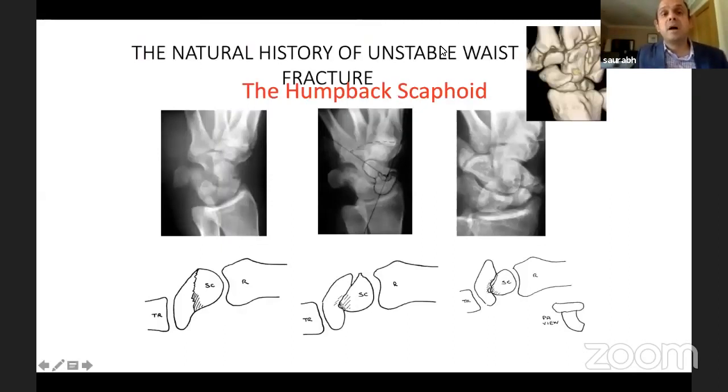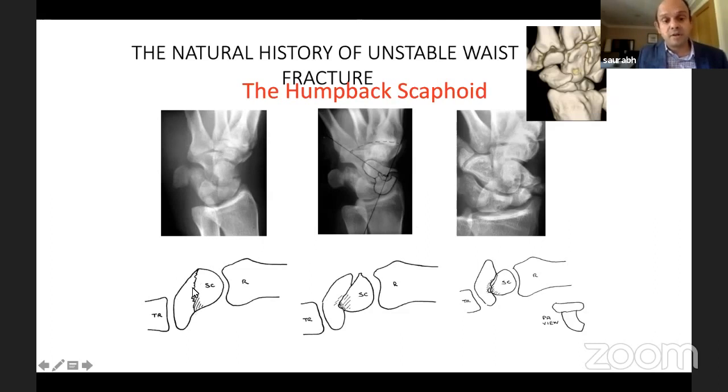So see here, unstable waist equals humpback. That's a waist fracture, acute injury. Sit on it for a little while. See how the distal pole is flexing. Intrascaphoid angle is almost 75, 80 degrees. It should be around 30. And then you sit on it, or the patient doesn't come to you for a little while more, it keeps collapsing.